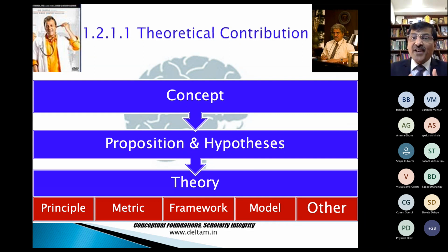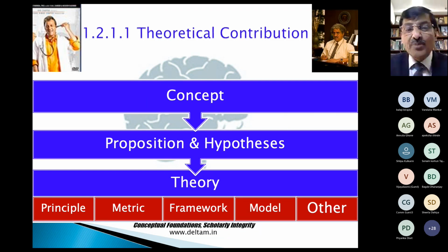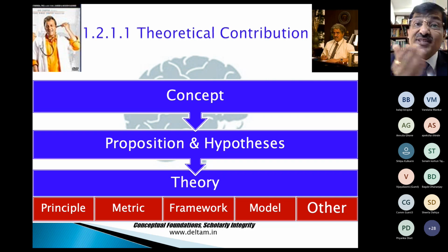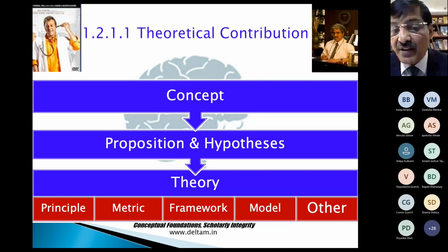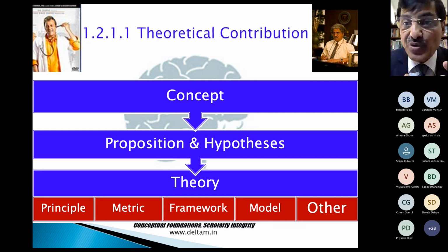Your research output may create some metric. Metric is what? It's a measure. Net profit is a measure. Return on investment is a measure. Net worth is a measure. Profit is a measure. Profitability is a measure. Customer satisfaction is a measure. Brand equity is a measure. So your research may develop some measure, which is called a metric. Your research may come out with some framework. Using that framework, you may explain certain phenomena. Your research may come out with some model. It may be a mathematical model or a non-mathematical model. So all these are theoretical contributions.